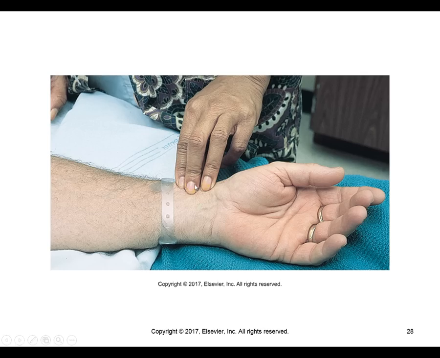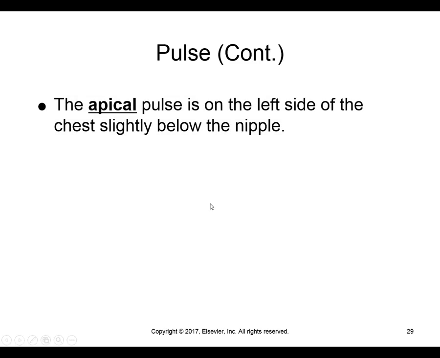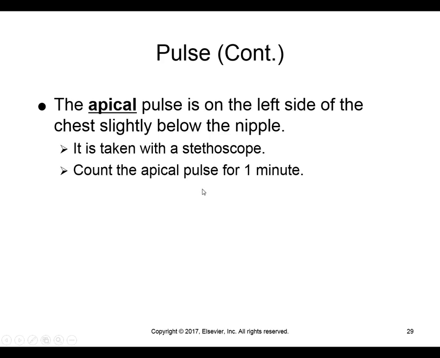Some people recommend that the middle and the ring finger together are the ones you should use, and we'll go over that in class. The apical pulse is on the left side of the chest, slightly below the nipple. I told you that. It's taken with the stethoscope, counted for a minute, and you count each lub-dub as one beat.